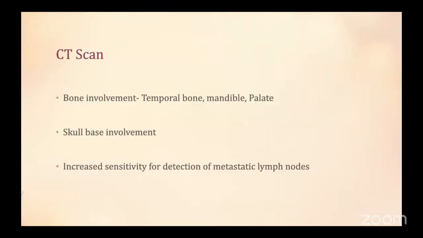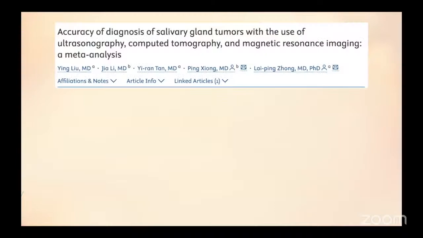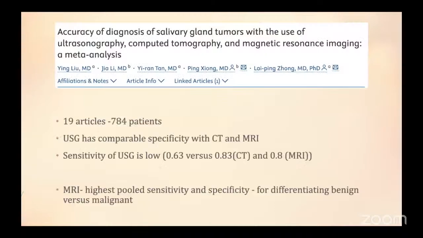CT scan is specifically important when you want to see the bone and the skull base involvement, and it also has a little higher sensitivity for detection of metastatic nodes. But mainly the bone and the skull base involvement we want to see in CT in case of advanced tumors.